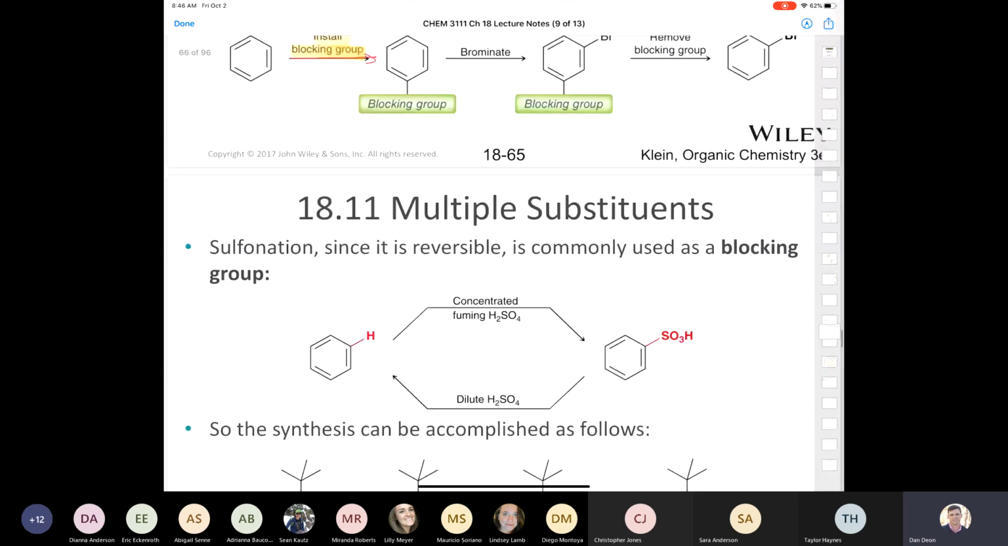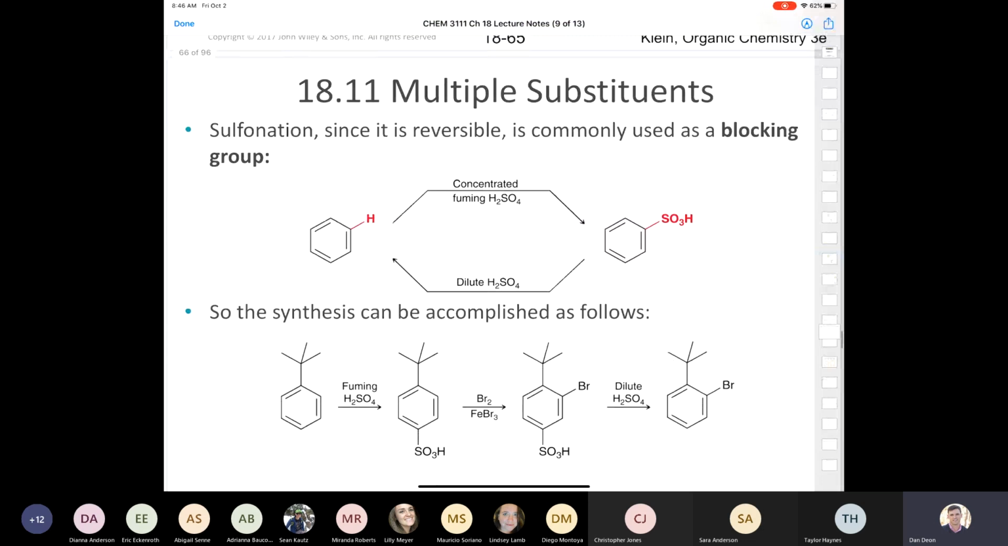What's the blocking group? Well, we talked about it last class. It's the sulfonic acid, okay? So the SO3H group, okay? If you can't remember, again, this is a sulfonic acid, okay? How do we put a sulfonic acid group on? Remember, we use concentrated fuming sulfuric acid, which is a mixture of sulfur trioxide and sulfuric acid together.